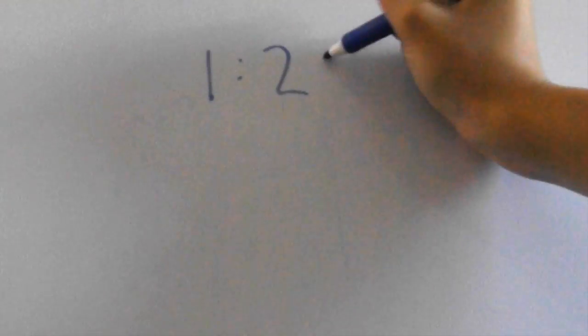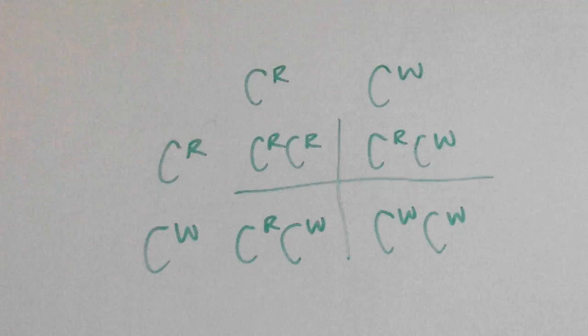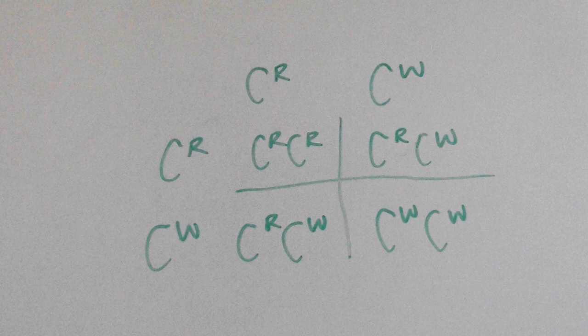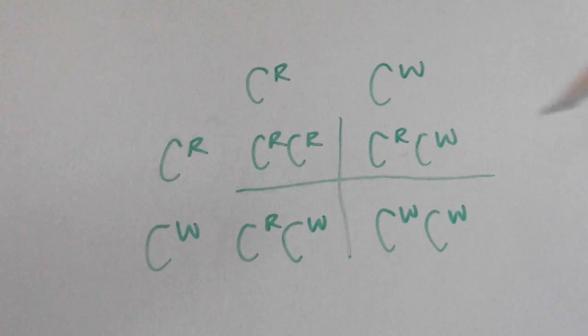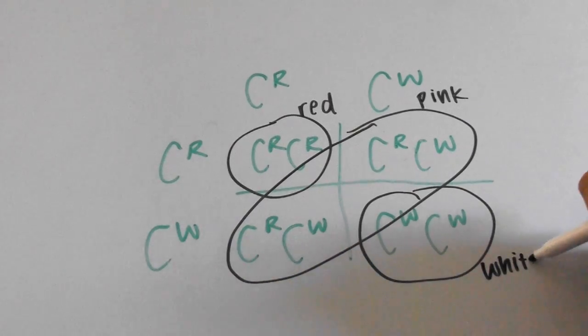It's the ratio of 1 to 2 to 1 like I was talking about earlier. And this time, the phenotypic ratio is the same, 1 to 2 to 1, since this single snapdragon will be red, these two will be pink, and the last one will be white. Now let's move on to codominance.